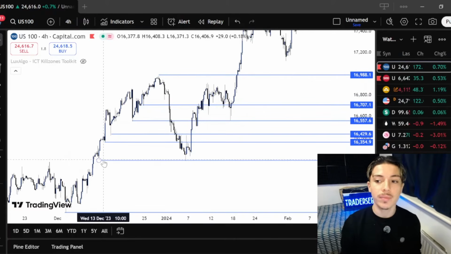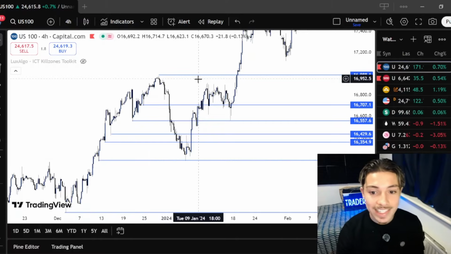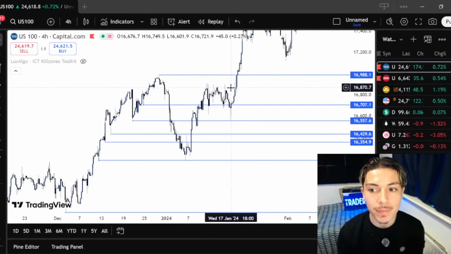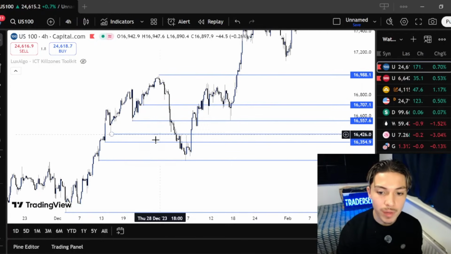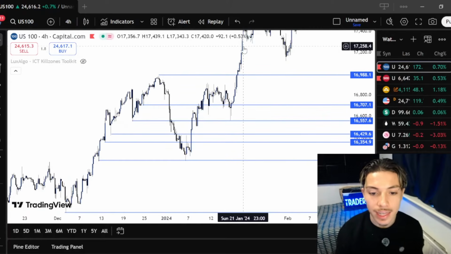Why does it want to target them? Simply because they're resting orders. They're pools of money. If the market wants to continue in the uptrend, it needs momentum. It needs that push, right? So that's why it comes down, gathers these resting orders, gathers these pools of money, and as you can see, we then get that reversal.